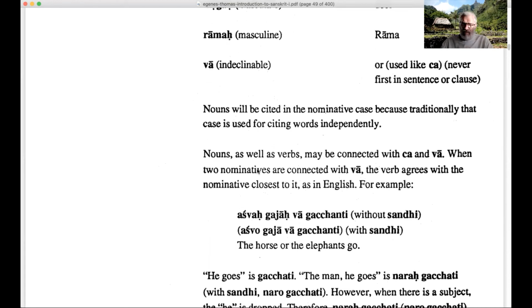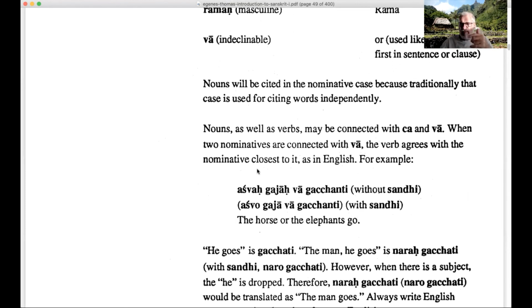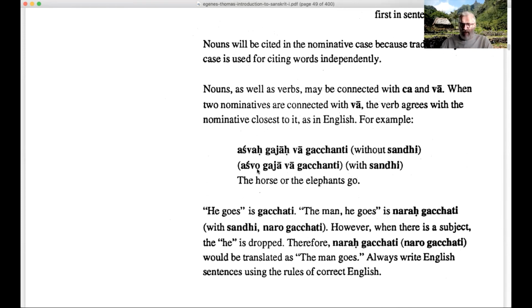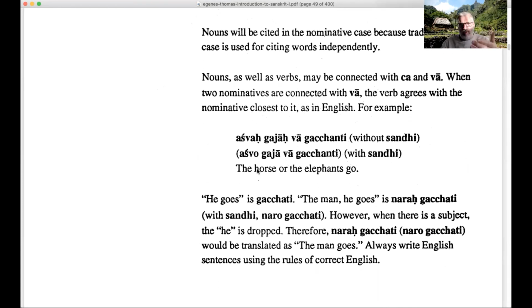Okay, so nouns will be cited in the nominative case because traditionally that case is used for citing words independently. So when we look it up in a dictionary or when we talk to somebody else about a noun, we cite it in the nominative, or prathama vibhakti. Nouns as well as verbs may be connected by cha and va. Cha means and, va means or.